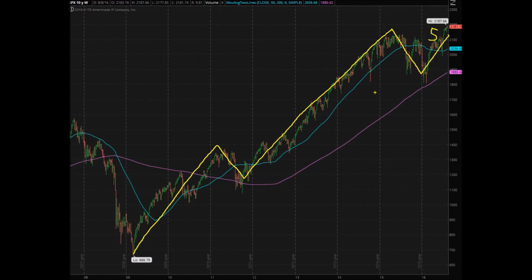Now the really interesting thing is, first of all, let me show you this. If we go back to the highs of 2006, we can do the same thing on the way back down. So we can say this is segment 1, segment 2, and then segment 3 on the way down. So it's got 3 segments on the way down and 5 segments on the way up. Now the interesting thing about Elliott Wave Theory is that these segments are fractal.